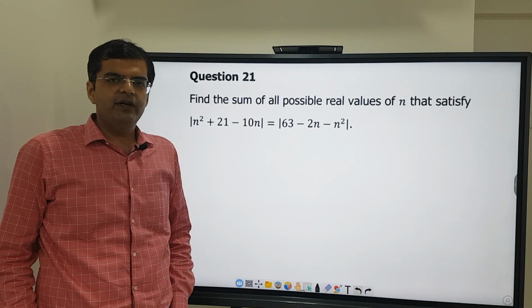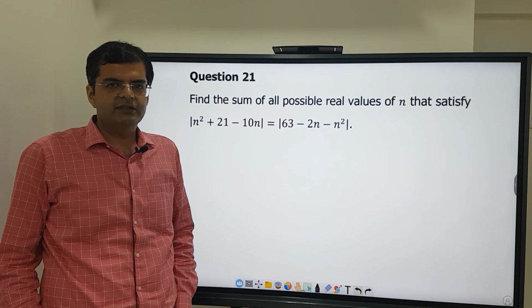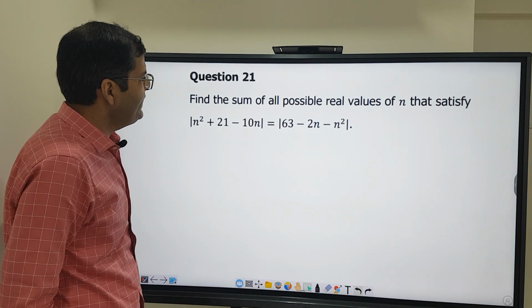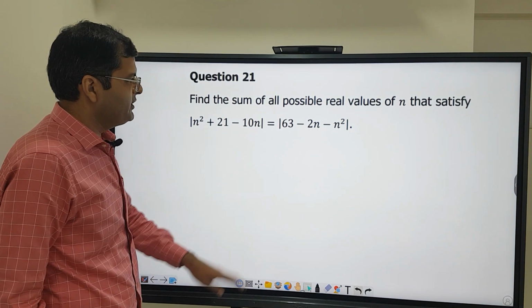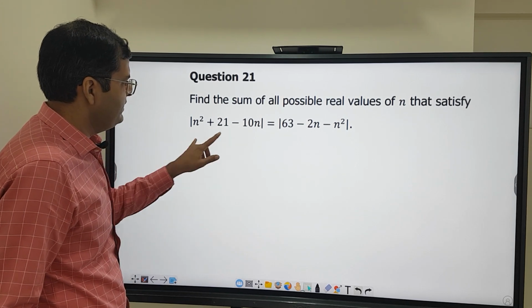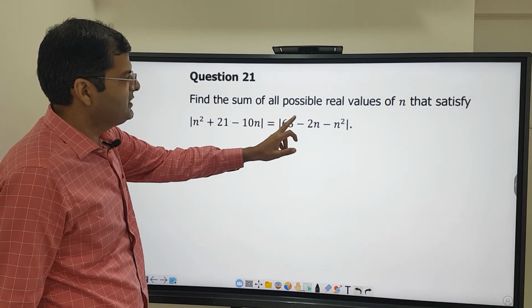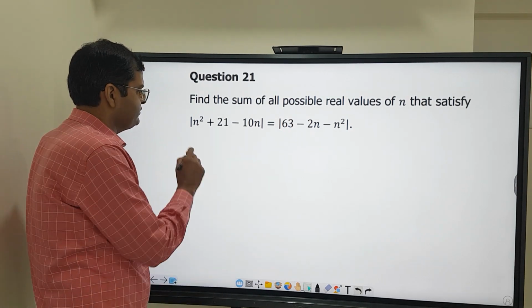So this is the 21st question of the SASMO 29 paper of grade 10 students. The question says, find the sum of all possible real values of n that satisfy this equation. First of all, I see the absolute value of n square plus 21 minus 10n, and here the absolute value of 63 minus 2n minus n square. So we'll factorize these things first.